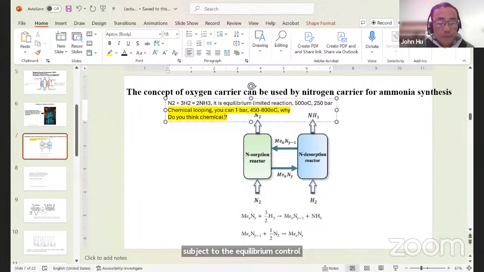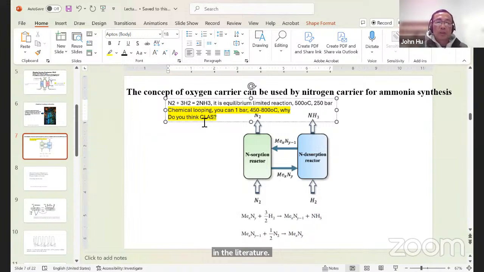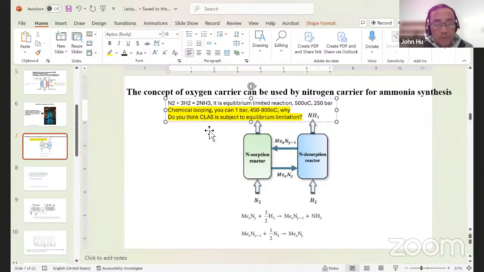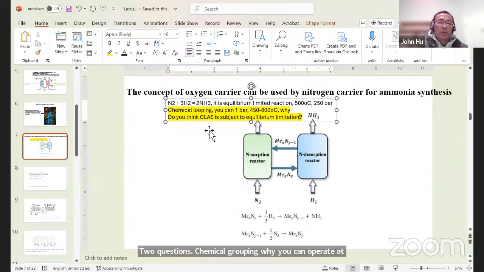Chemical looping ammonia synthesis is called CLAS in the literature. Remember, it's called chemical looping ammonia synthesis, either called CLAS or the CLAS. Two questions. Chemical looping, why can you operate at low pressure? And do you think the CL is subject to equilibrium limitation? Let's discuss.